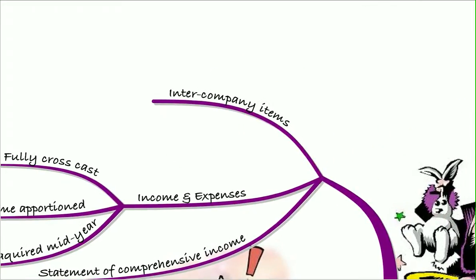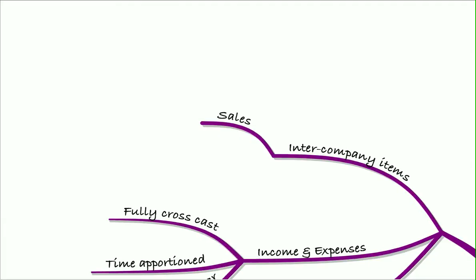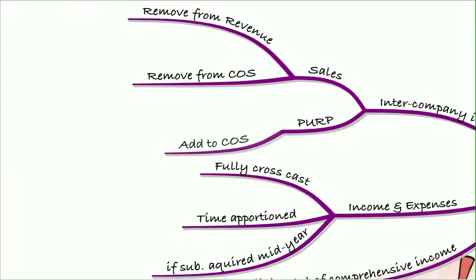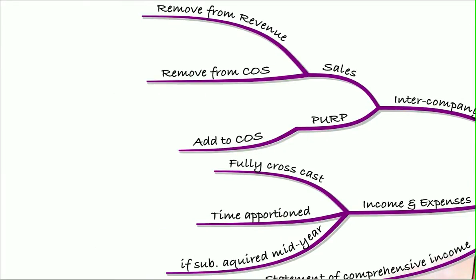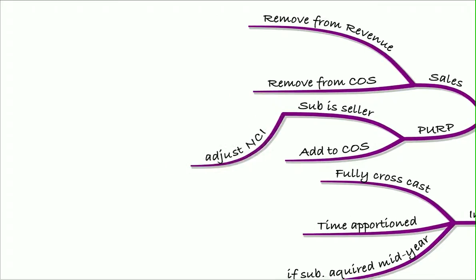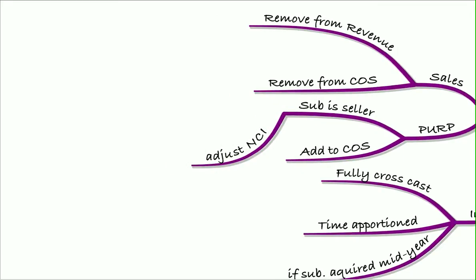For intercompany items, remember for sales, we need to remove those from revenue and remove them from cost of sales. That's all of intercompany sales in the year need to be removed from revenue, removed from cost of sales. So debit revenue, credit cost of sales. For any perps, we'll add those to cost of sales. So calculate your perps and add it to your cost of sales. Do note that also if the subsidiary is a seller, that will affect our non-controlling interest working for our income statement, and I'll talk about that at the end.